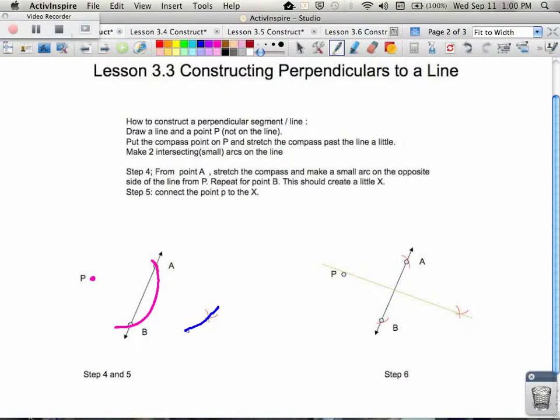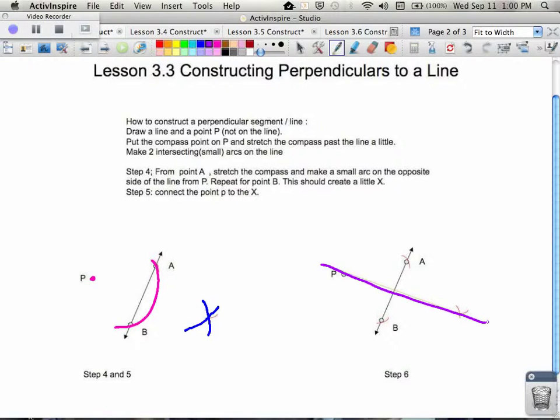Then repeat the exact same process from B. Take your compass point on B, make another arc out in space. And then for your final step, what you do is you connect point P through the intersection of those two arcs, and now you have a perpendicular.